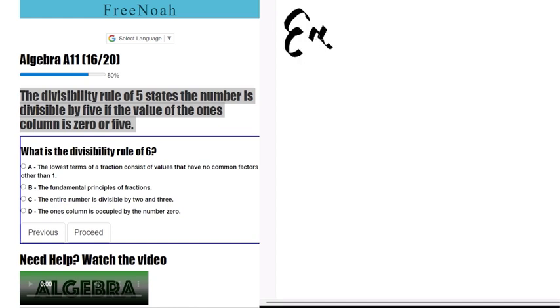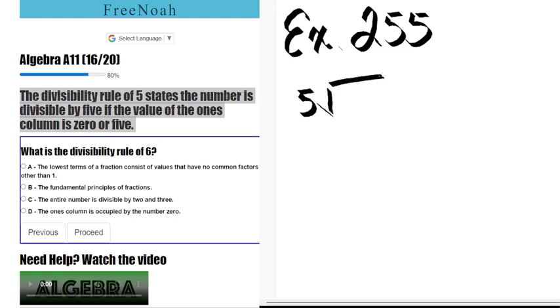Moving on, let's give you a larger number, bigger example here. We have 255. In our ones place value, we have 5. Alright, so the entire value must be divisible by 5. Let's work this out here.